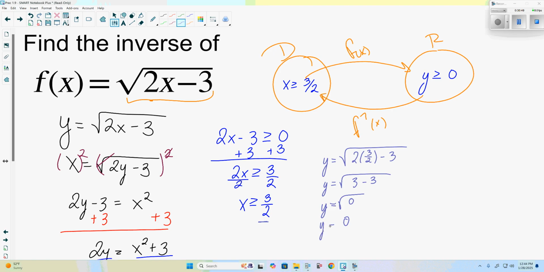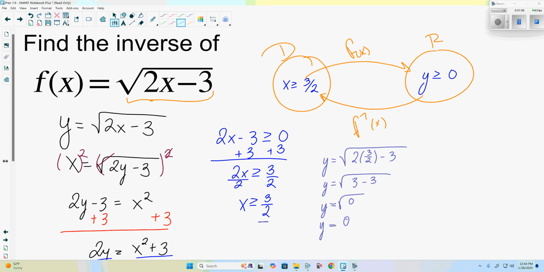Now, it's not always going to be the case that the range is going to be greater than or equal to 0. Because we've had one already where the range was greater than or equal to 2. So it can be higher, it can be lower. We just have to plug it in to find it.